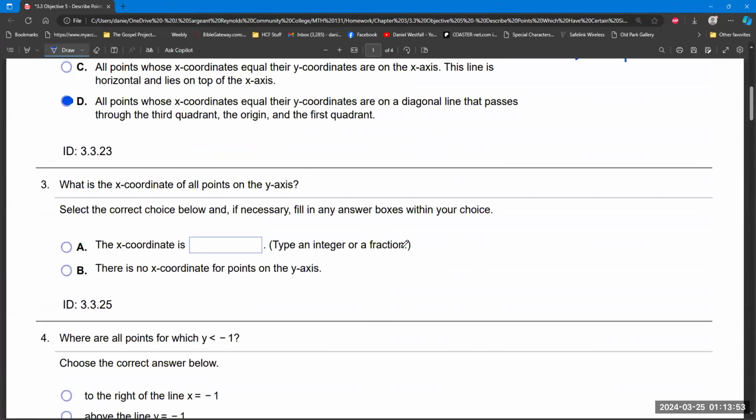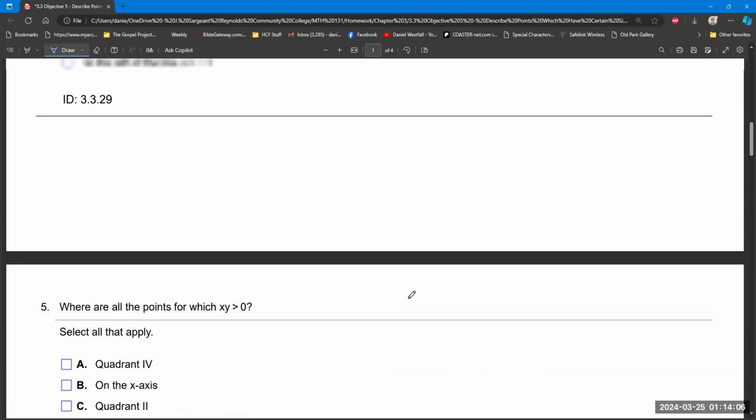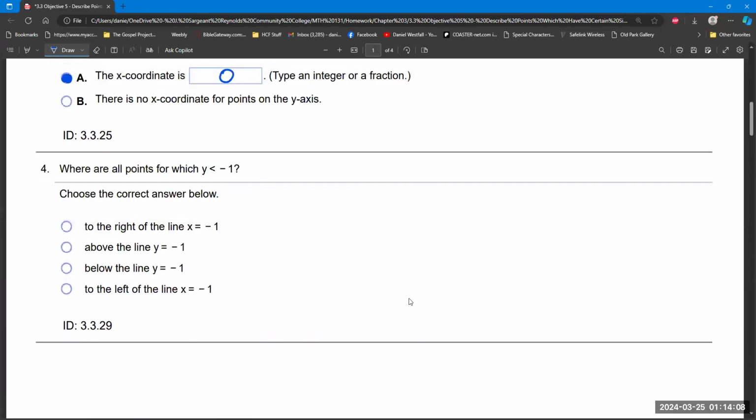Question 3, what is the x-coordinate of all points on the y-axis? The x-coordinate is 0. Where are all points for which y is less than negative 1? Below the line y equals negative 1.